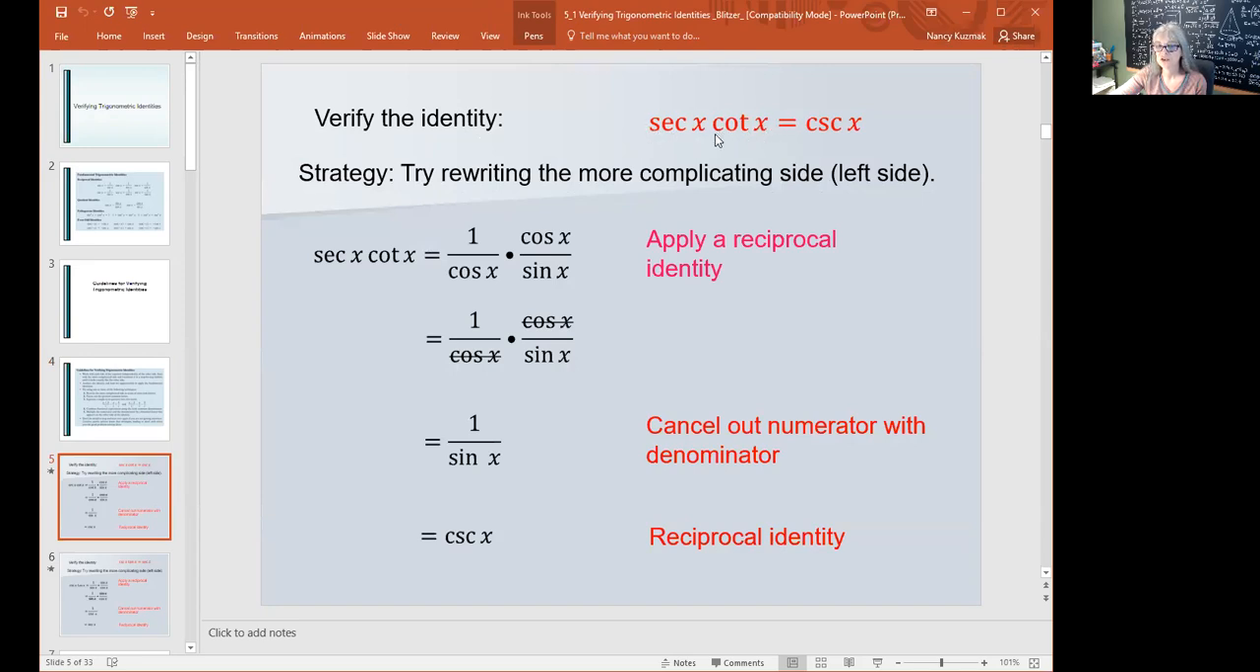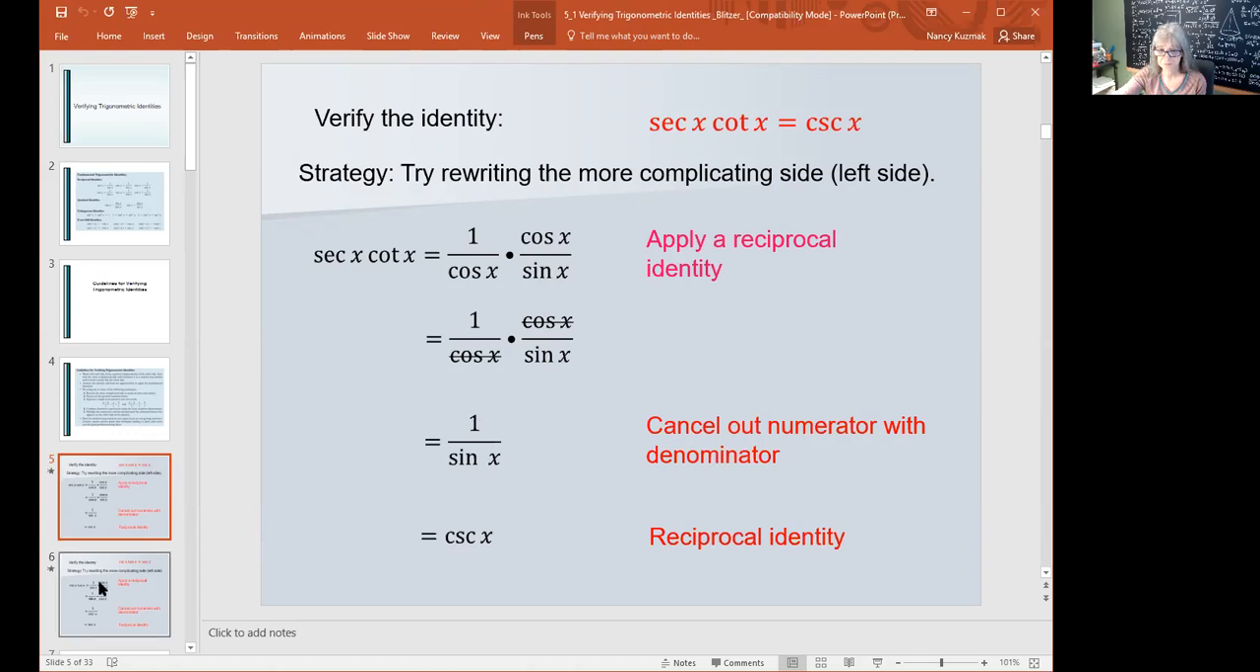So I like to apply the reciprocal identity. In other words, the secant is 1 over the cosine, and the cotangent is cosine over sine. Isn't that cool? Now when we rewrite that, the cosine crosses out, and I'm left with 1 over sine x, and that equals cosecant x.